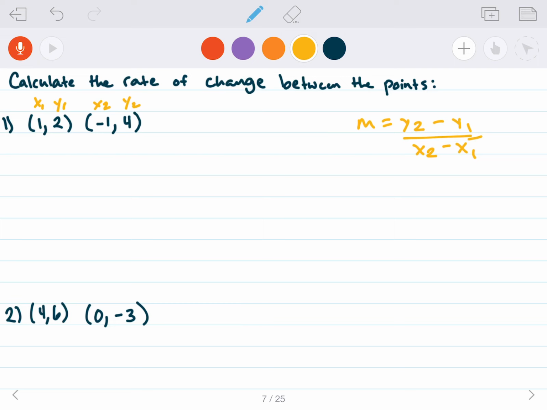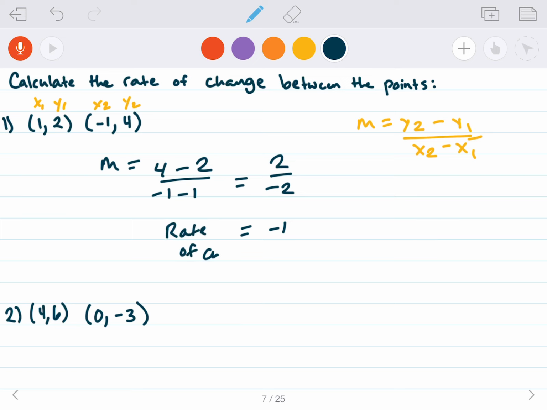All right, so using the formula, we have y2, just plugging it in here, minus y1 over x2 minus x1. And here we're getting 2 on top, -2 on bottom. When I simplify 2 over -2, I get -1 is my rate of change. That's my slope. So is this up the mountain or down the mountain? Well, it's down the mountain because it's negative, right? So it's going to look something like this, right?